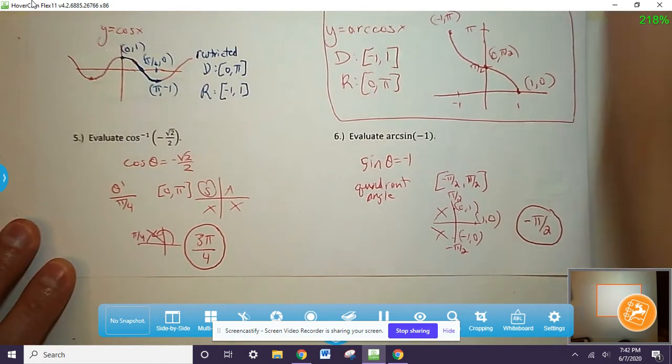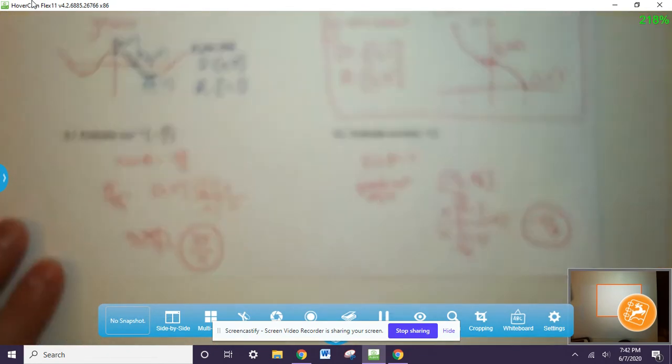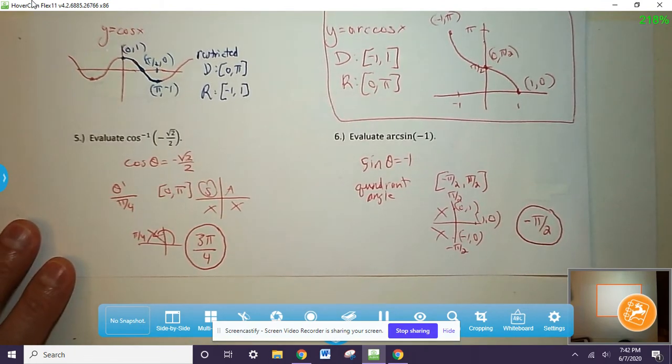And here are the answers for 5 and 6. Again, the amount of work you have is up to you at this point. But this is the only correct answer, and this is the only correct answer. If you have 3 pi over 2 here, that is not correct.